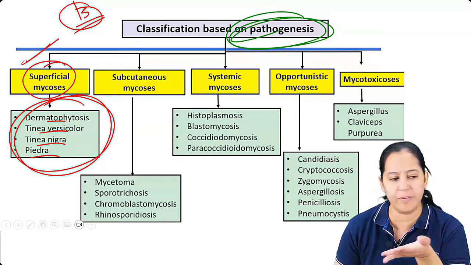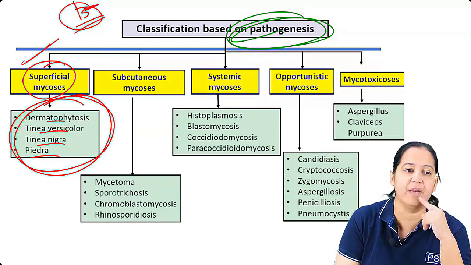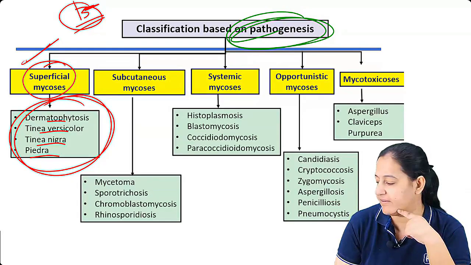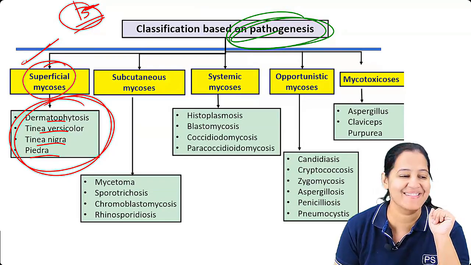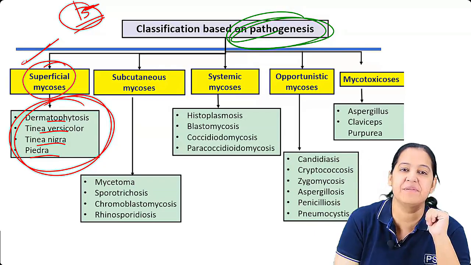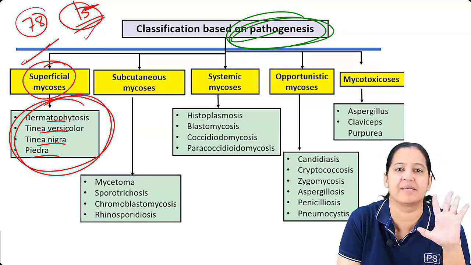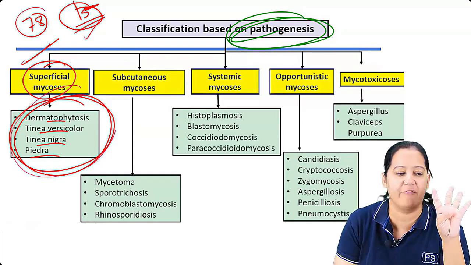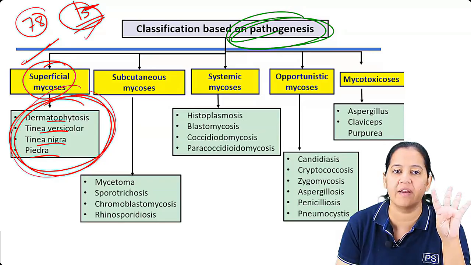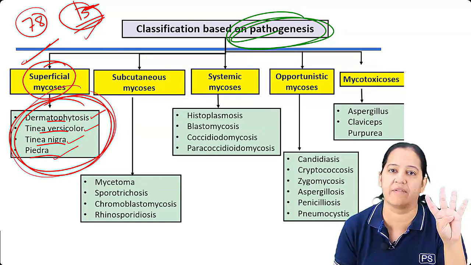And if you want to open the main notes, what is the page number? In the chart it is page number 15. In the main notes, where does fungus start? Has anyone opened it? Page number 78, people. If you want the main notes, open them, but my advice is that the charts are sufficient. It's your choice, your call. On page number 15, all 4 are given: dermatophytosis, tinea versicolor, tinea nigra, and pedra.